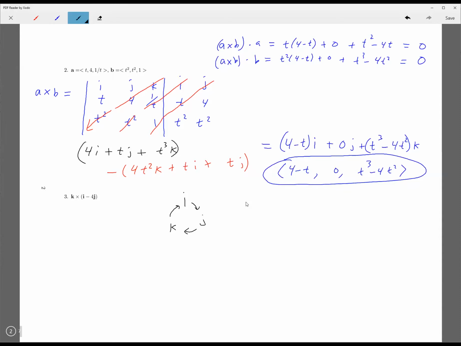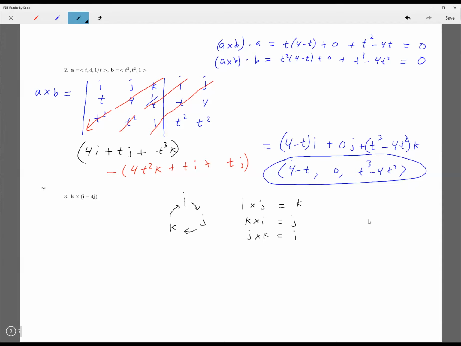Okay, so if you take I cross J, you're going to get K. Okay, so if you're going this way, I cross J, you're going to get K. Or if you take K cross I, you're going to get J. Or if you take J cross K, you're going to get the next one, okay? Okay, that's if you're going in this direction.